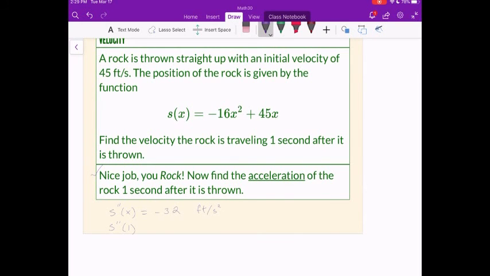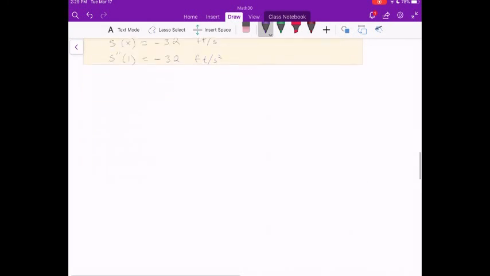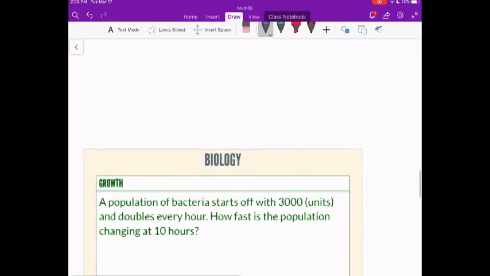What we're really interested in, of course, is the acceleration of the rock at 1 second. Well, we don't have an x to plug 1 into, so of course that just is a constant, negative 32 feet per second squared. So in other words, no matter where the rock is in its trajectory, our rock has a constant acceleration of negative 32 feet per second squared, which should correspond to your understanding of gravity at this point. All right, let's move on to a different application.